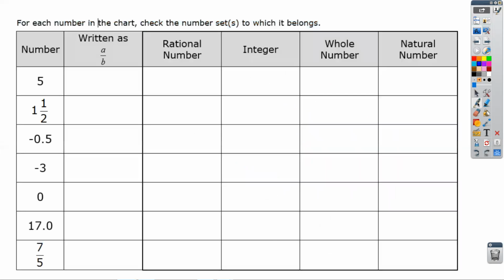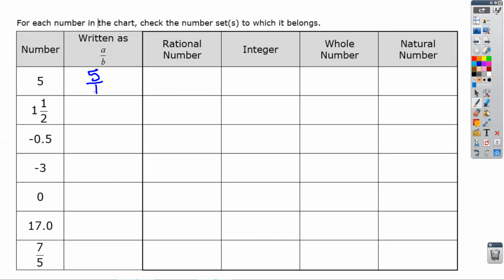Now this should have been glued, or you should be gluing it right now into your notebook. If you need to still glue it in, pause the video, get it glued in, and then press play again. Now the number 5, once it's written as a fraction, well, you should remember from elementary, we can write every whole number over 1 to make it a fraction.